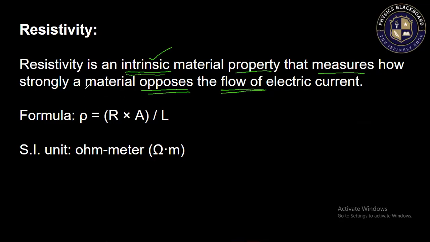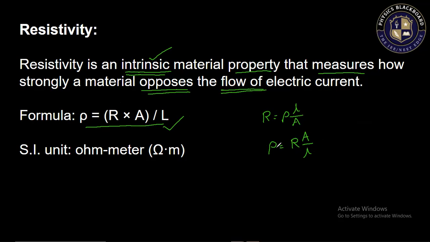And coming to the formula, we already saw it after the law of resistance, right? What is that? R is equal to rho into L by A, right? So if you take this L by A to the left-hand side, what will you get? That is rho is equal to R into A by L, right? So this is the formula, or mathematical expression, for resistivity.